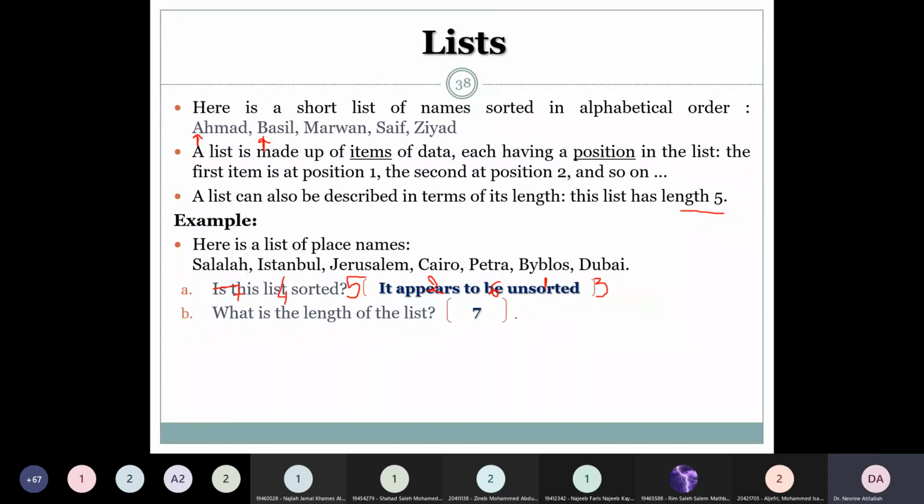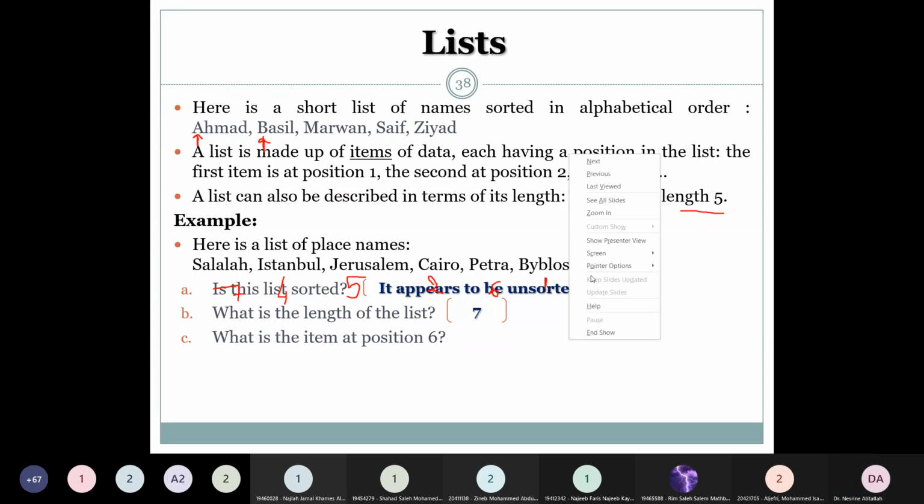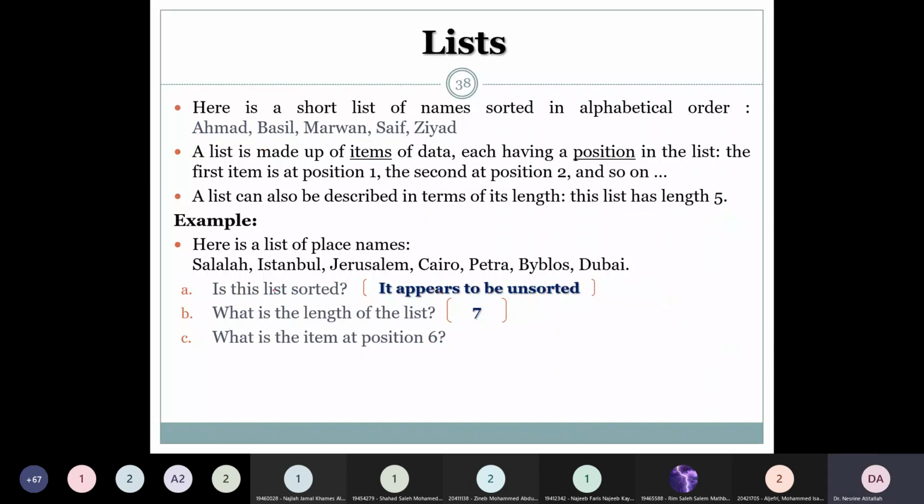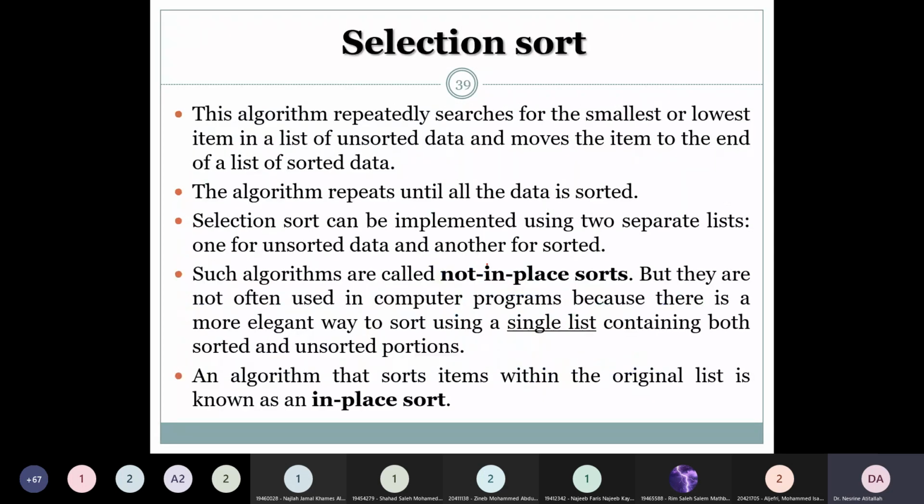And what is the item at position 6? So this is position 1, 2, 3, 4, 5, 6: Byblos. Good. And what is the position of Petra in the list now? 1, 2, 3, 4, 5. Position 5. So this is one list.